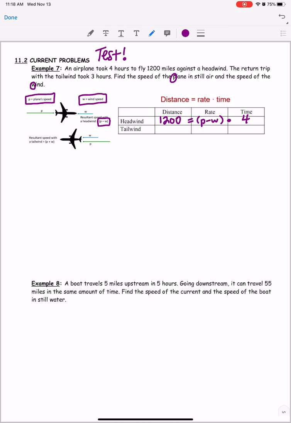So then do the same thing. The return trip, so if I'm returning, my distance is the same amount, equals, now when I have that speed going with me, that speed is going to help me, so it is P plus W. And how long did it take me? 3 hours. Okay, so my headwind equation is 1,200 equals P minus W times 4.